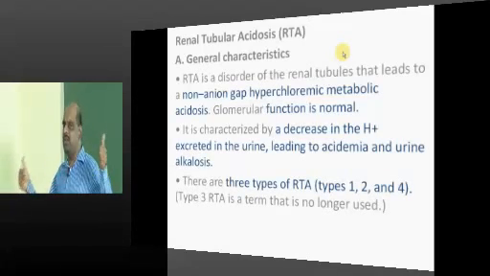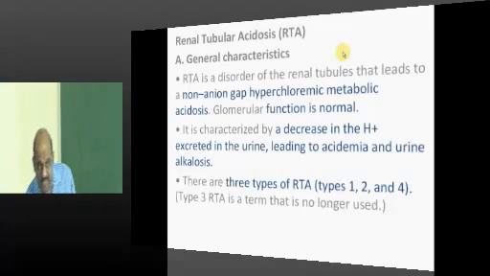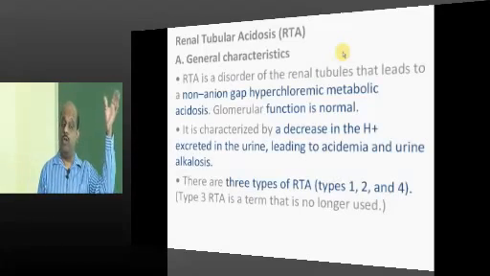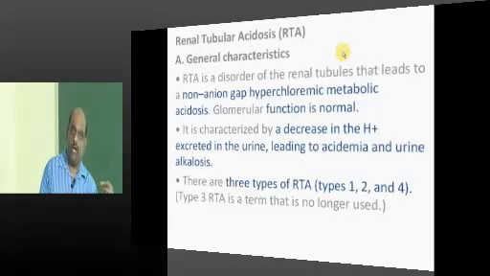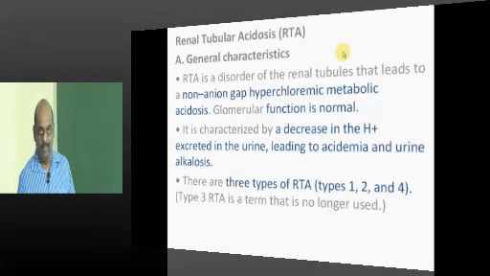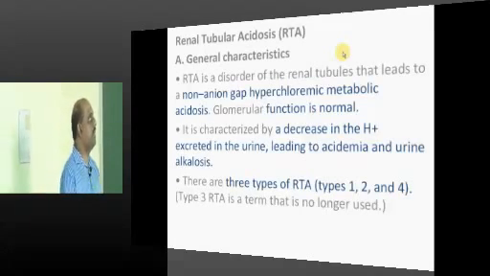Now, why will acidosis occur? If the distal tubule lost its ability to secrete H plus into the urine, there can be development of acidosis. Or the proximal tubule lost its ability to reabsorb the bicarb, then also acidosis will be there, because bicarbonate is the normal buffer. So that is the story of renal tubular acidosis in general.